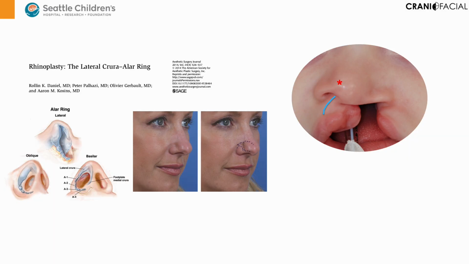This makes sense because in the cosmetic rhinoplasty world, it's talked about how constriction of the lateral crural alar ring results in a boxy nasal tip. And that's what we're seeing on the non-cleft side of a child with a cleft lip nasal deformity. With the constriction of the nostril sill on the non-cleft side, it pinches that lateral crural alar ring.